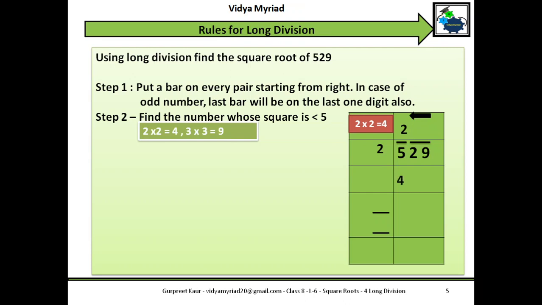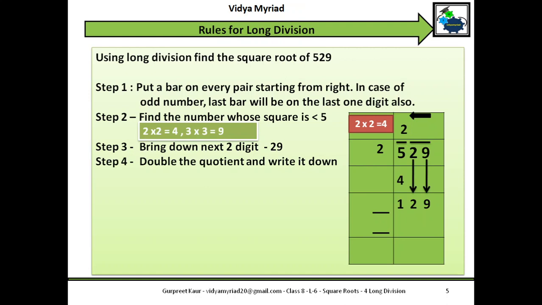Now 2 into 2 is 4. Okay. Now what you will do is, bring down the next 2 digits, that is 29. You will subtract 4 from 5. When you subtract 4 from 5, you get 129, because there is a bar on the double digits 29, so both the digits will go down. Okay. Now next step is, double the quotient and write it down. What do you have on the quotient? 2. Double means 2 plus 2.